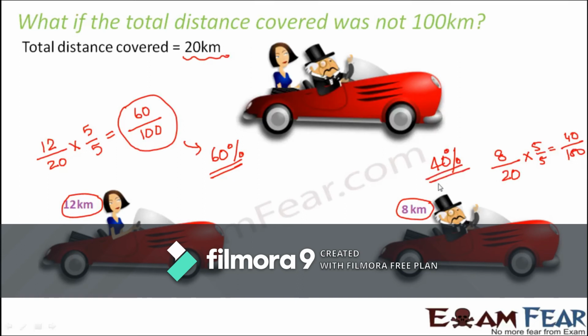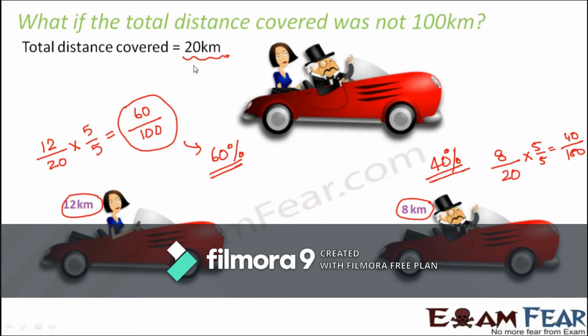So with this simple concept of percentage, we can very easily tell that Mrs. Smith covered 60% of the distance and Mr. Smith covered 40% of the distance. It doesn't matter whether the total distance was 20 kilometers or 40 kilometers or 100 kilometers, the comparison can happen by saying that 60% for Mrs. Smith and 40% for Mr. Smith. Now, as the total distance varies, the exact value of 60% or 40% will also change.